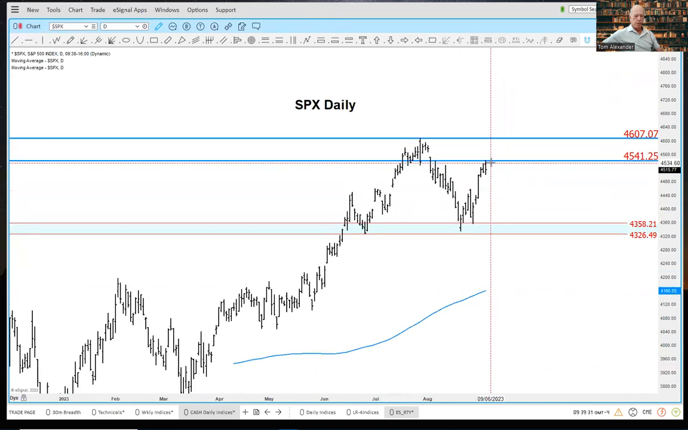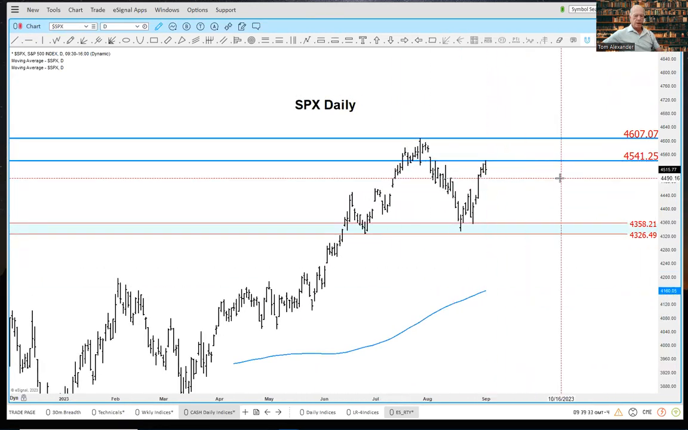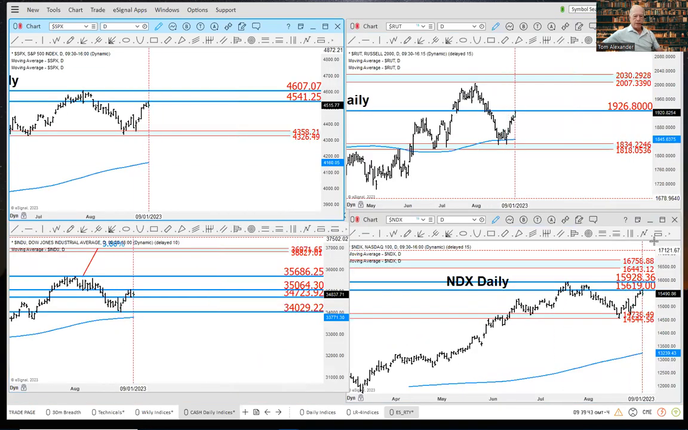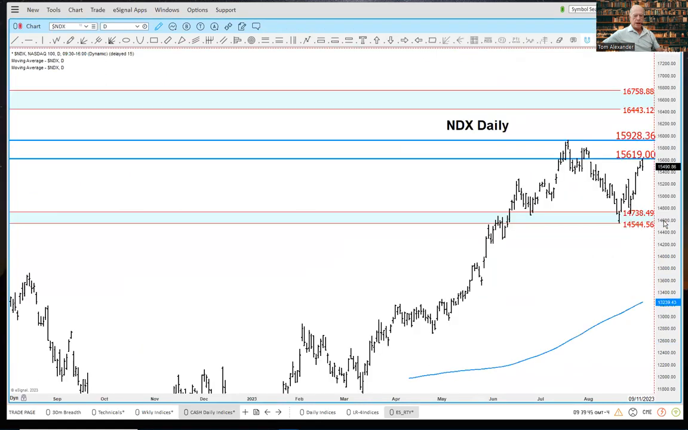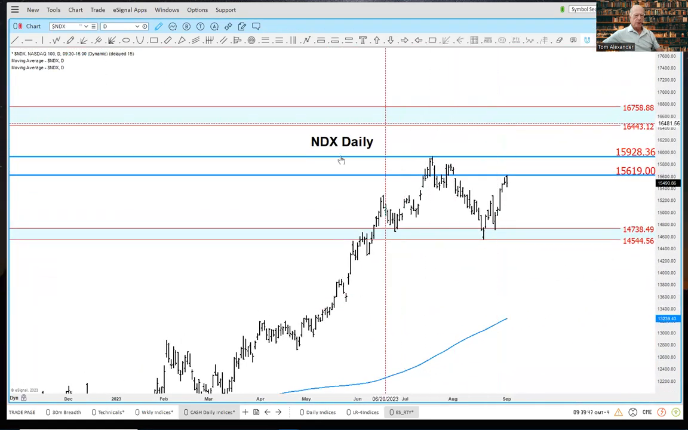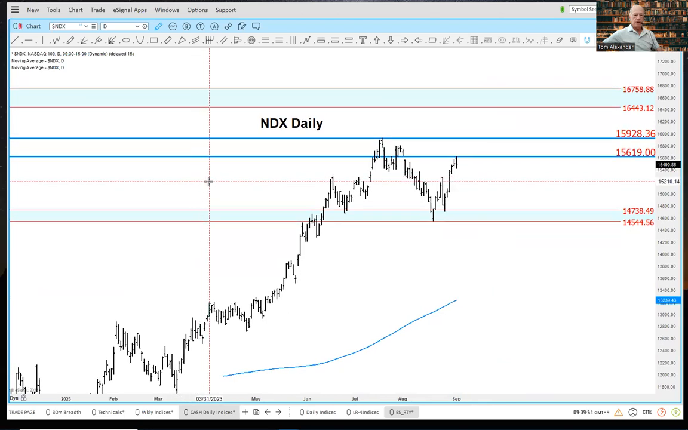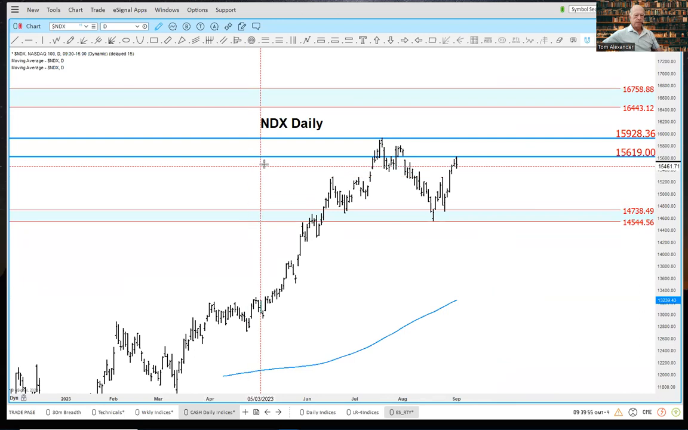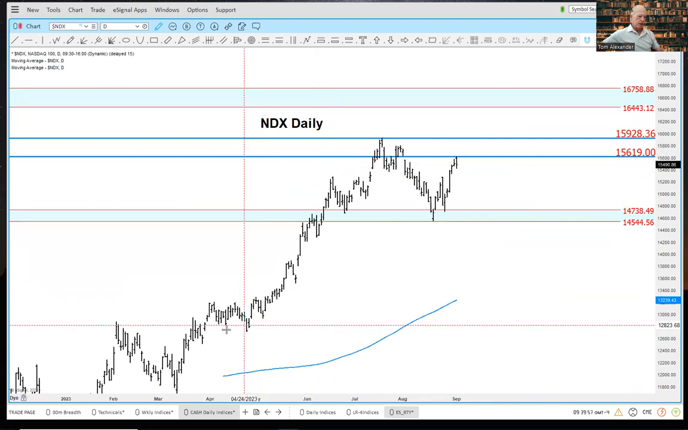The SPX is bumping up against Friday's high. There's a gap here, but above that gap, it's the recent rally high. And then the NDX, last but not least, has a very similar pattern as you would expect to the SPX, because they're all driven by those seven stocks, the AI stocks, the Magnificent Seven as some are calling them.